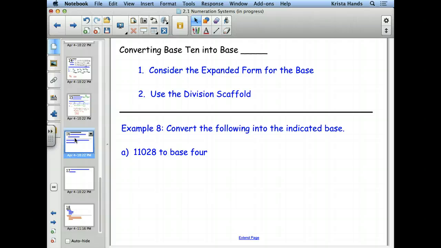What's this slide going to do? It's going to divide. Yes, we're going to go the opposite direction. Now we are moving from our base 10 number system into something else.